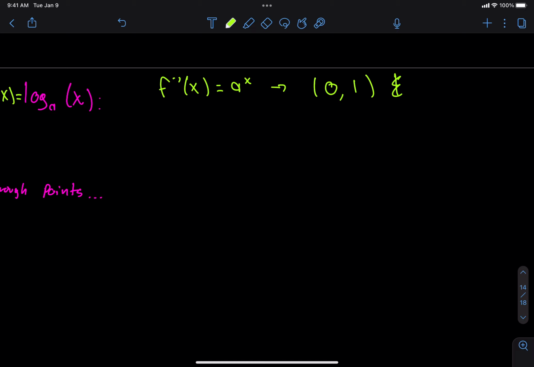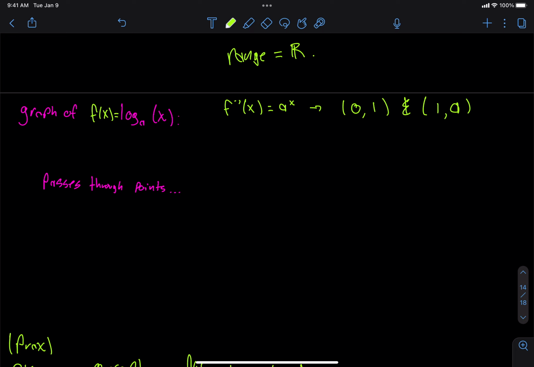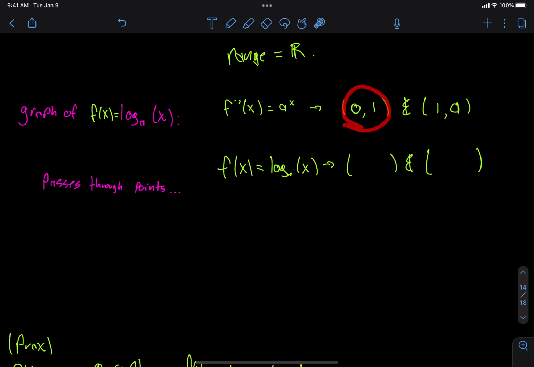And what is the other point which is always on the graph of an exponential function? 1 comma a. Why? Because when I plug in 1, anything to the first power is itself. So a to the 1 is a. So I know these 2 points are going to be on the graph of the inverse function. So what are the 2 points which are going to be on the graph of f of x equals log a of x? We're going to have 2 points, which are going to be the points what? They're not going to be these points, are they? But they're going to be informed by these points. What are we going to do?